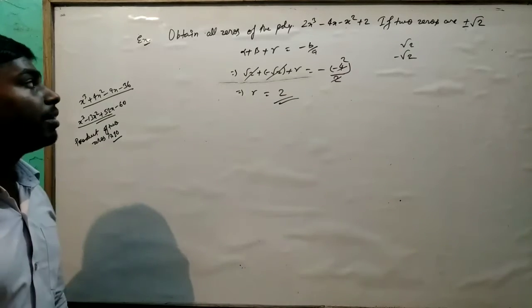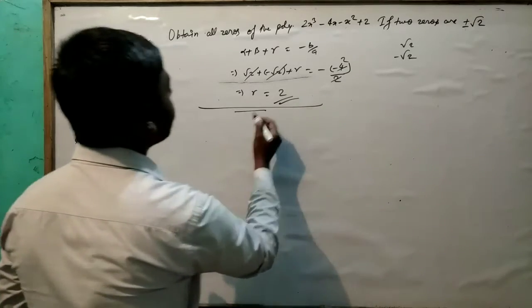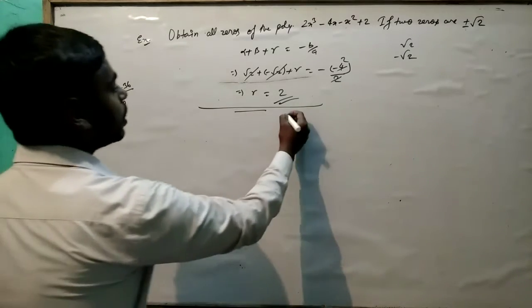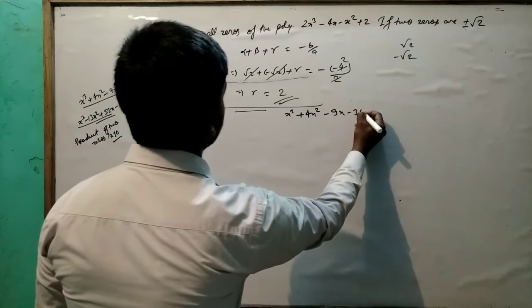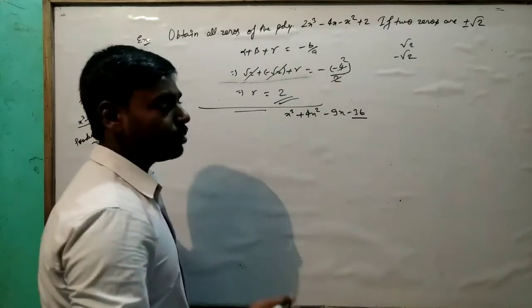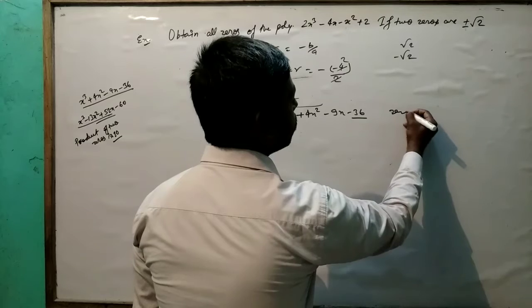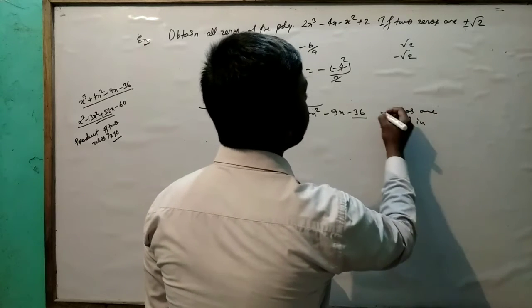Okay, our next example is to obtain all zeros of the polynomial x cube plus 4x square minus 9x minus 36, if two zeros are equal in magnitude.